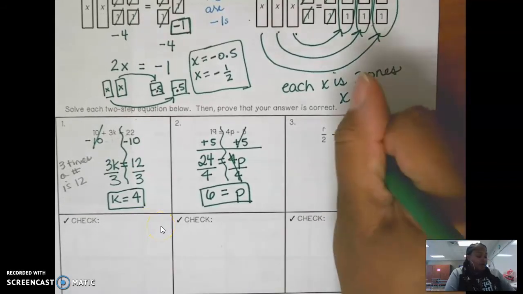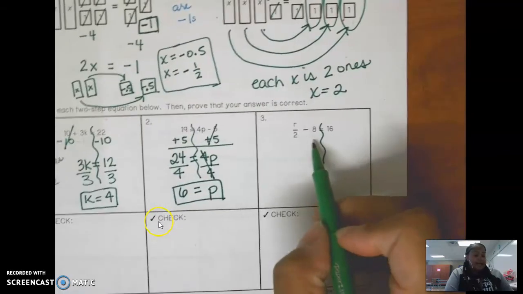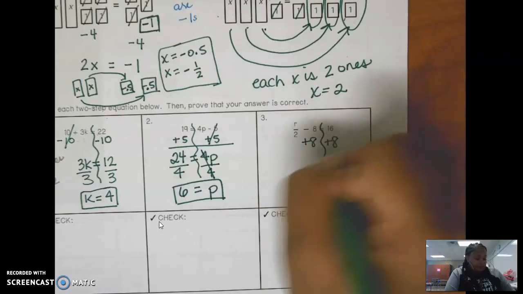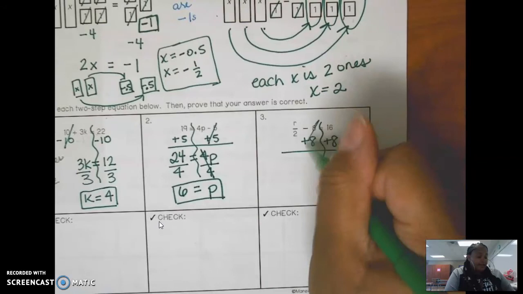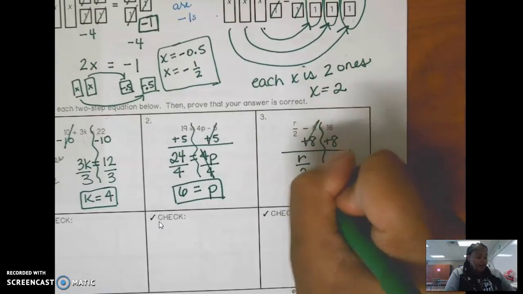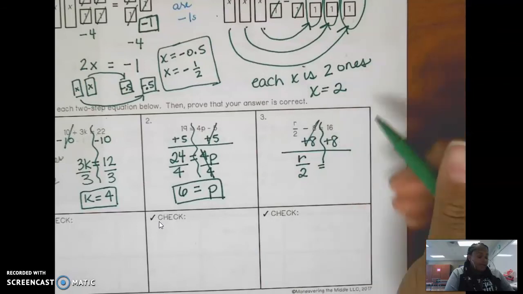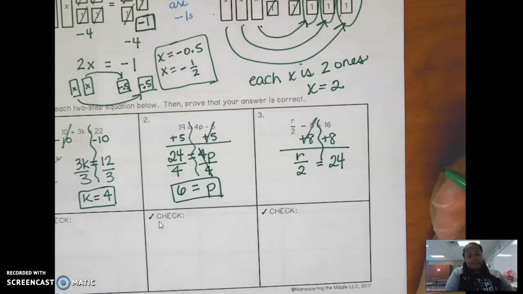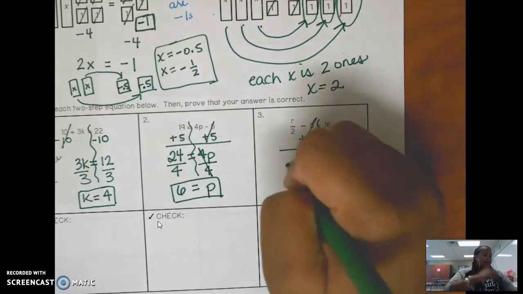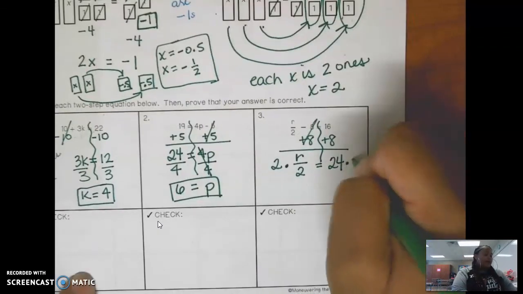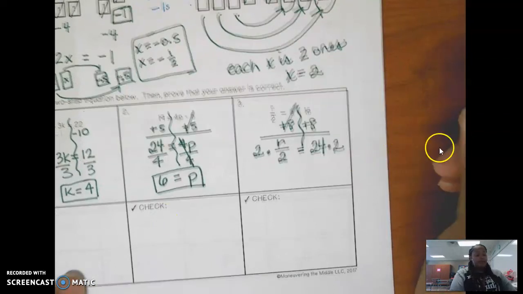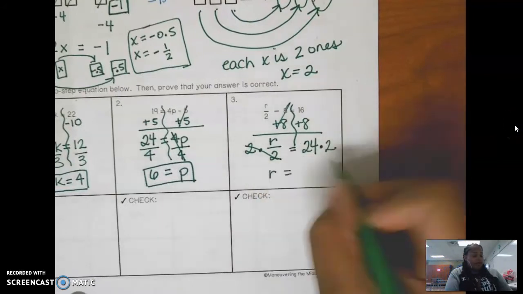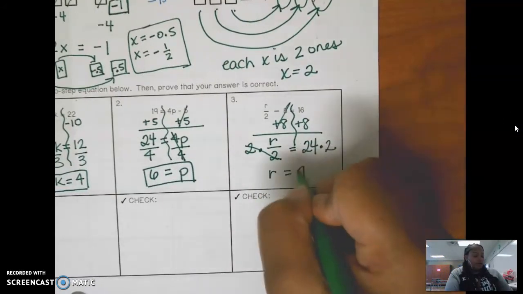Lastly, r divided by 2 minus 8 equals 16. So the opposite of minus 8 is plus 8 on both sides. These 8's cancel out. This is r divided by 2 equals 16 plus 8, which is 24. And the opposite of division is multiplication. So I'm going to multiply by 2 on the left, and I'm going to multiply by 2 on the right. These 2's will get canceled out over here, and I'll have r equals 24 times 2, which is 48.